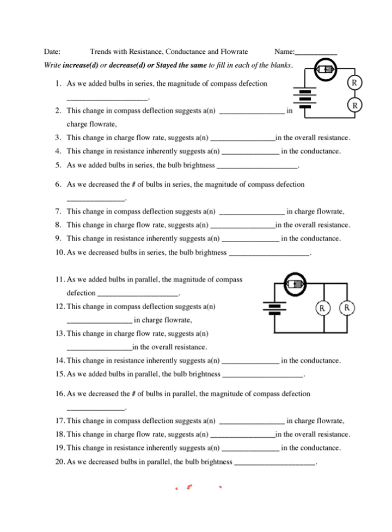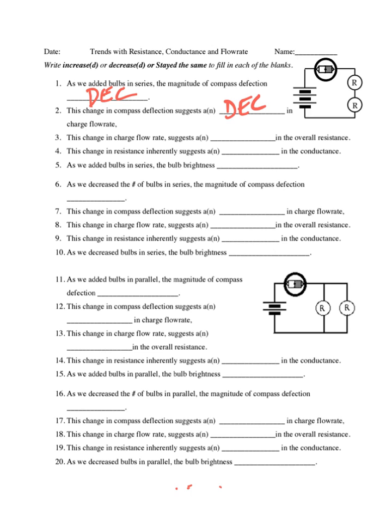This is the answer key to the trends with resistance, conductance, and flow rate worksheet. We can see over here that we have a series circuit first. And so when we're talking about the series circuit, if we increase the number of bulbs, then the magnitude of the compass deflection will decrease. And when the compass deflection decreases, what that tells us is that the flow rate, or the current, is decreasing.